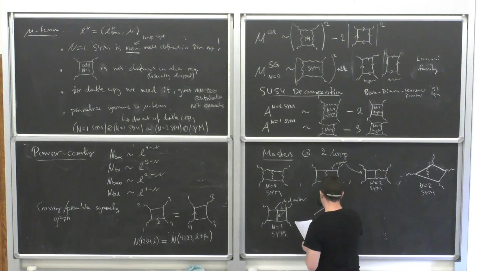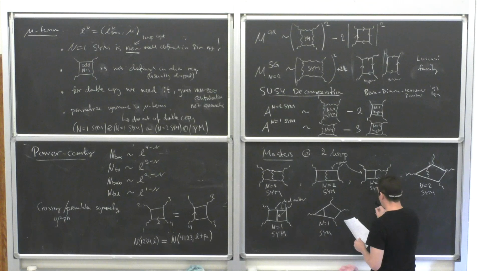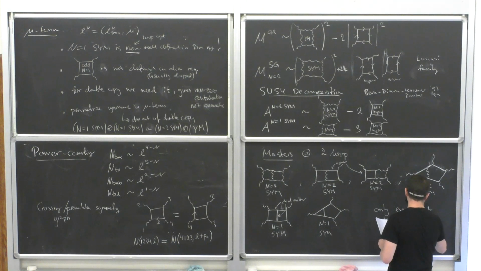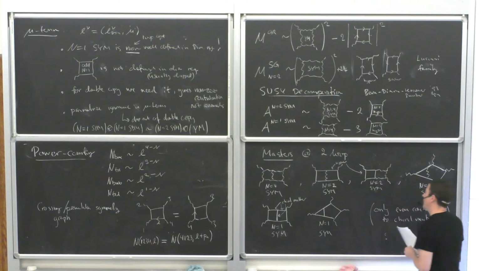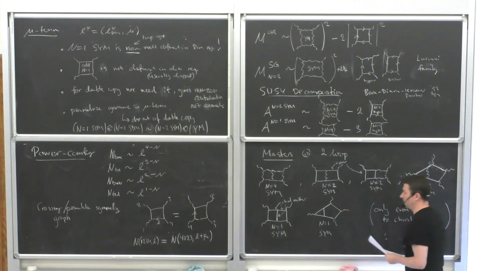And lastly, I have this. This is my last diagram, which is also a pentatriangle, also N equals 1. And the caveat here is I'm only going to do even chiral multiplets, even contribution. The reason is that we got tired, so we decided to only focus on this part.